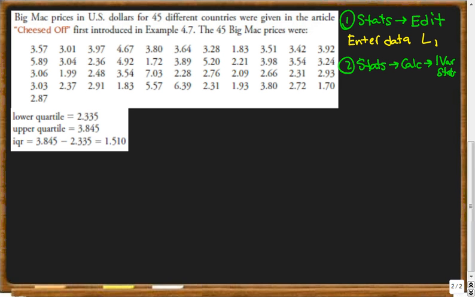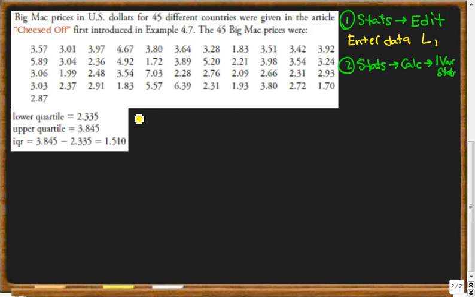This is all calculator commands. Once you do that, you're going to get a whole bunch of information: your minimum, your median, your maximum, your different quartiles, and everything that you need there. The main information you're going to want to look at is your lower quartile and your upper quartile, because that will allow you to find your interquartile range. The interquartile range is going to be used for finding and identifying our outliers.